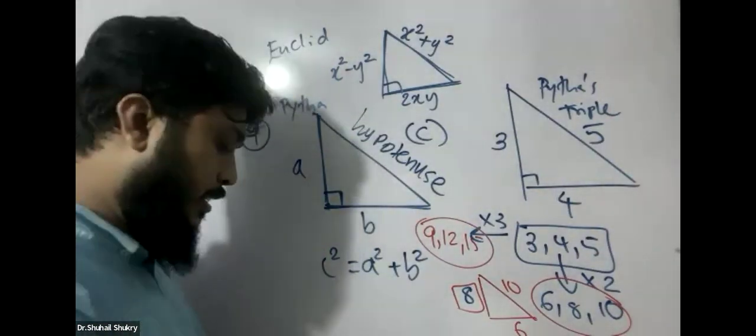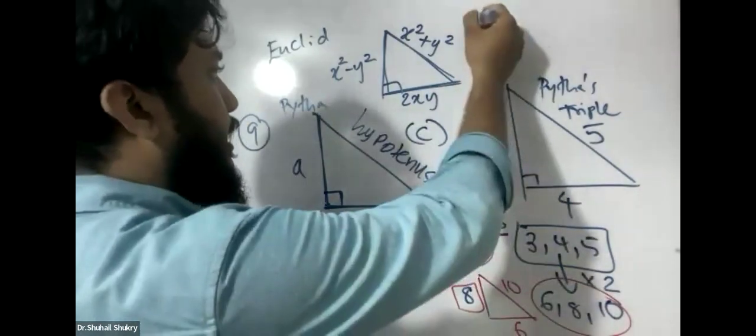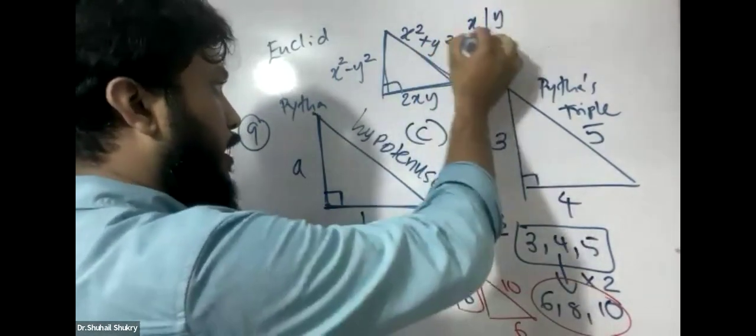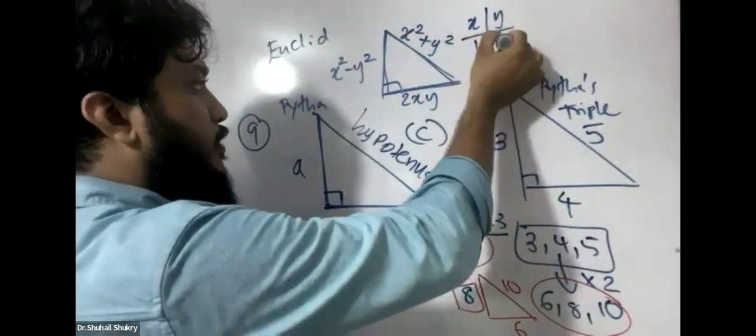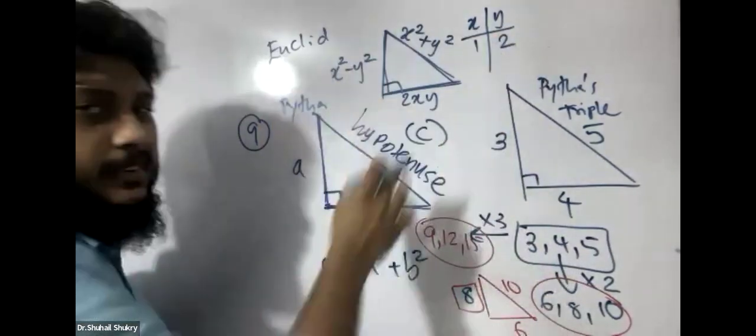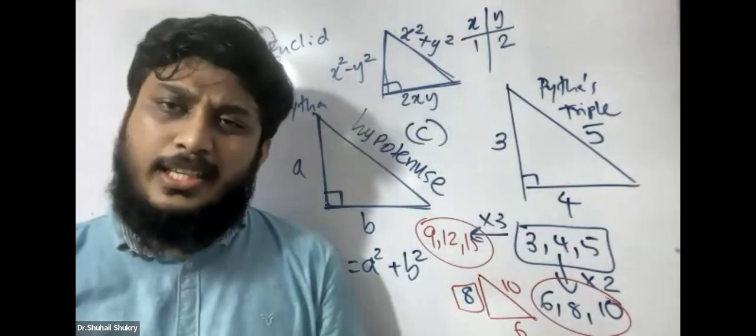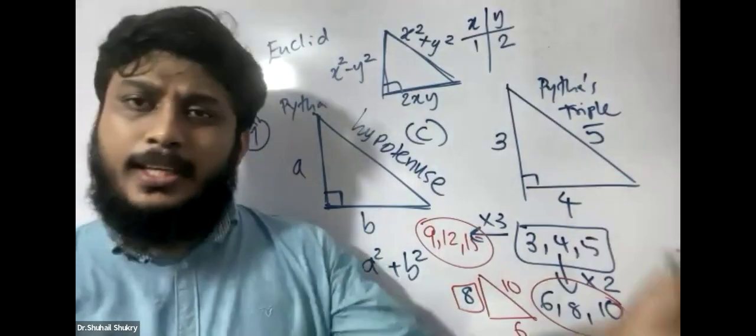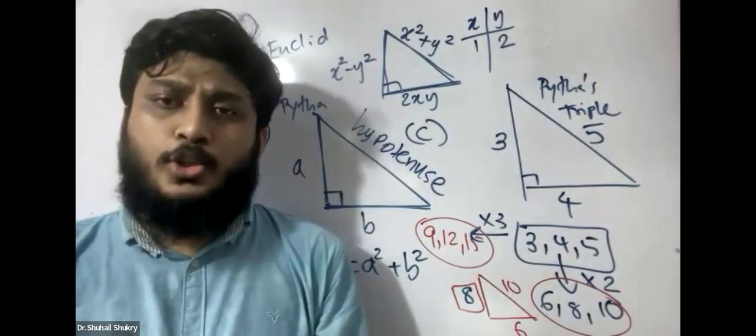They can give you the value of x and the value of y, like x is 1, y is 2, and ask you to get the connection for these three sides. That's it. So don't bother much about Euclid.